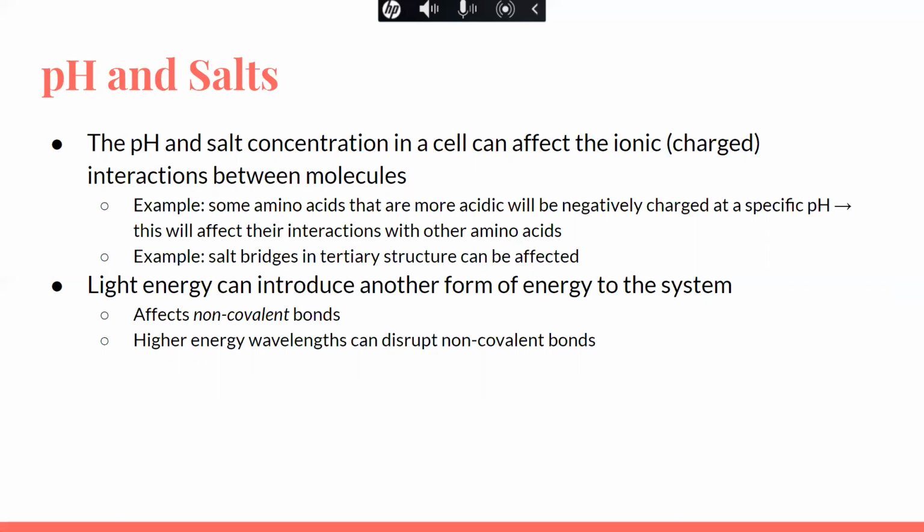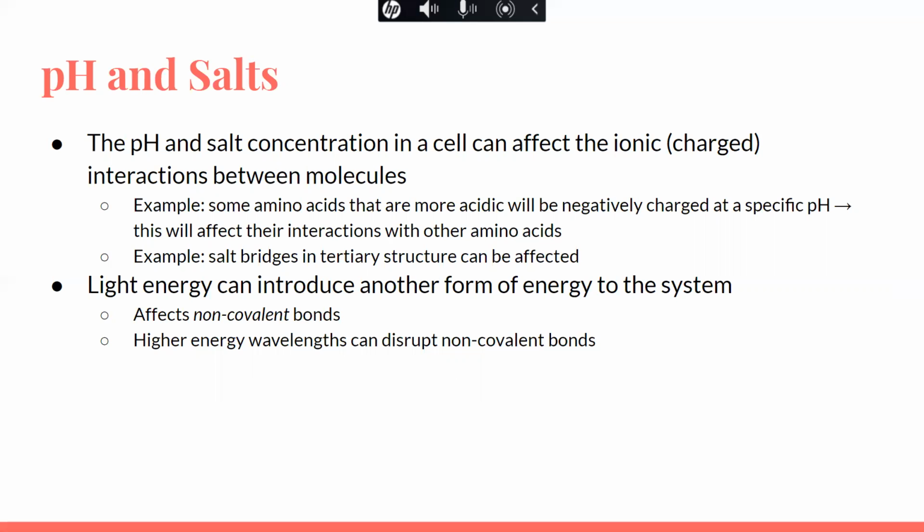And then salt bridges and tertiary structures can be affected. So remember, disulfide bridges or salt bridges are only in tertiary structure, but those can be affected by the pH or salt concentrations.